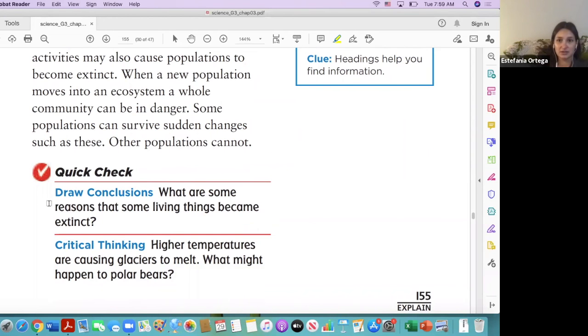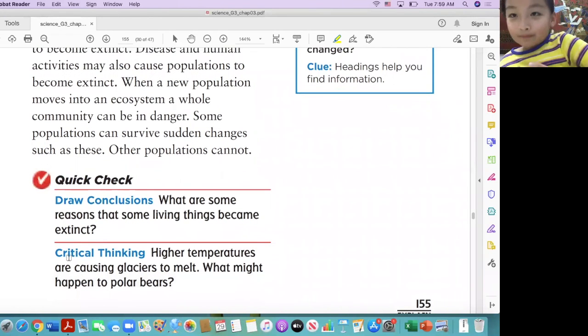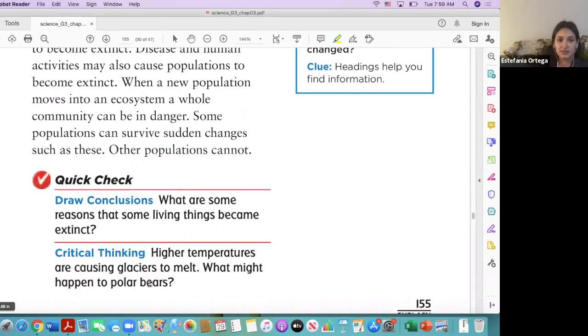But let's see. High temperatures are causing glaciers to melt. What might happen to polar bears? Glaciers are those big kind of mountains, but it's just ice. So now it's getting hotter and all of those glaciers are melting, and the polar bears live around these glaciers, right? So if this continues to happen, if all the ice melts in the polar bears' environment, then polar bears might become extinct in a few years, right?